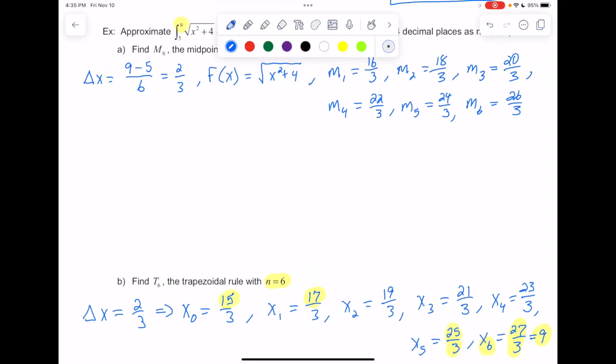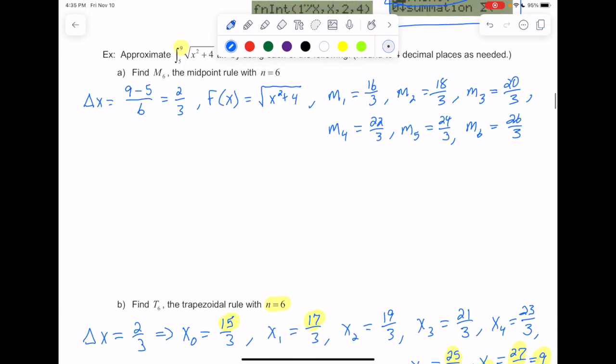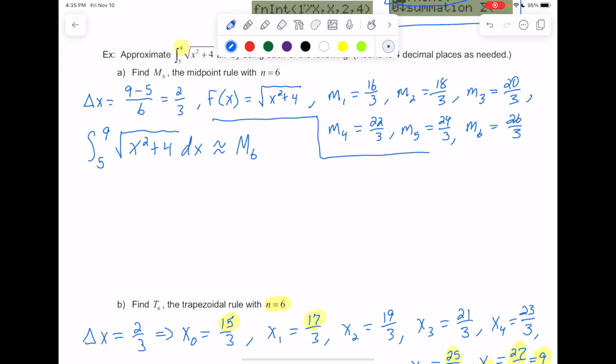All right, from there, we can go ahead and start approximating now using the M6. So we're trying to get the integral from 5 to 9 of the square root of x squared plus 4 with respect to x, and we're going to approximate that using midpoints with 6 subintervals. All right, so what do we get?